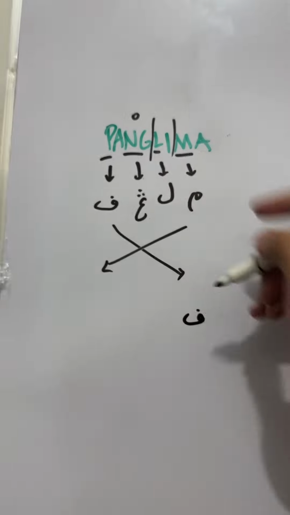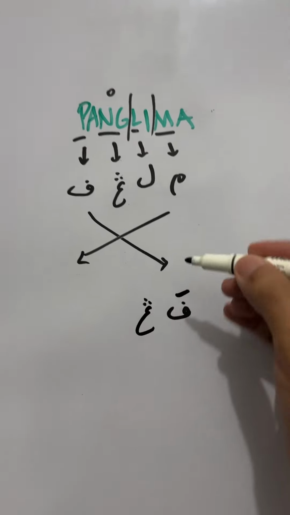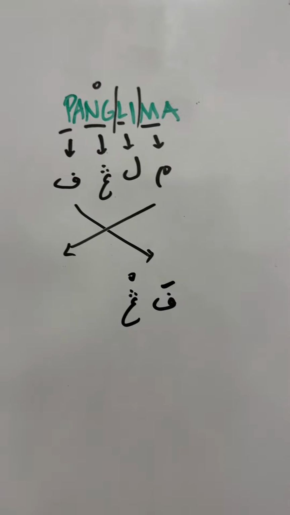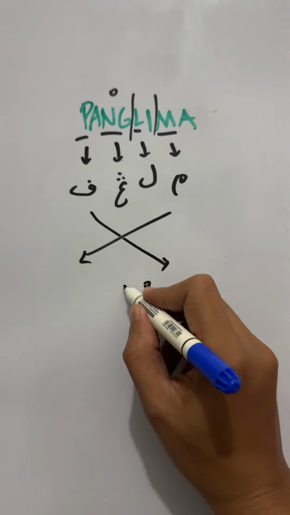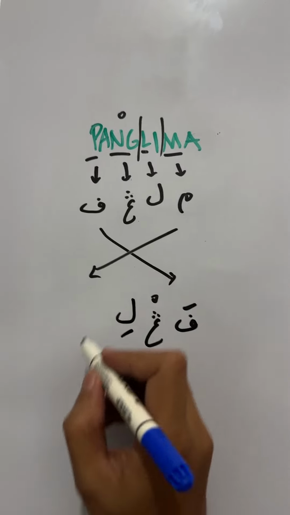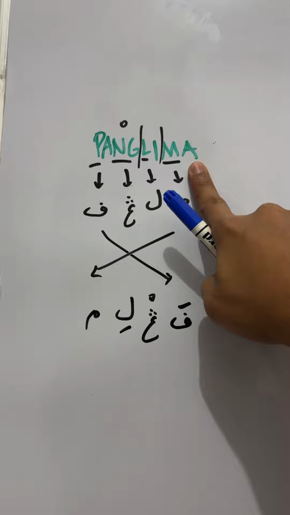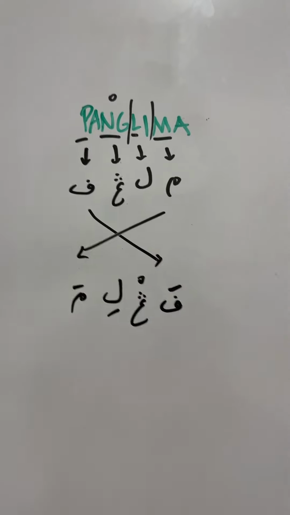Its baris is pa. Then we have na nga, and its baris is nam. Its baris patay. Next we have the lam. Its baris is i. I is sa baba, pangli. And lastly we have ma. It has a baris at the end, so it's baris sa taas.